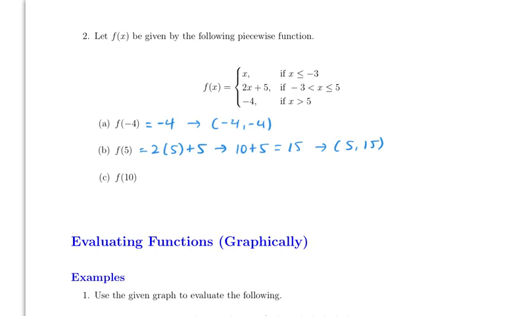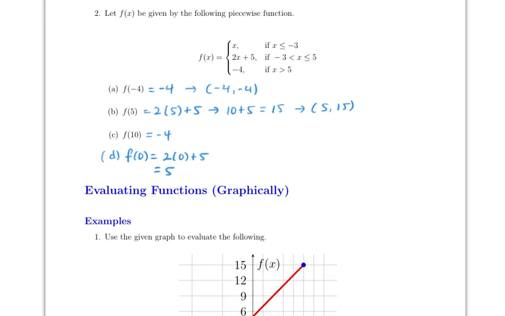Well, what about f of 10? 10 is bigger than 5, which is right here. So any number bigger than 5 is always going to give you -4. So the answer is just -4. That's it. Well, let's see. Let's add one more. What do you think f of 0 will be? Well, 0 is between these two. So you're going to have to use this formula. So it's going to be 2 times 0 + 5, which is just 5. And that's it.